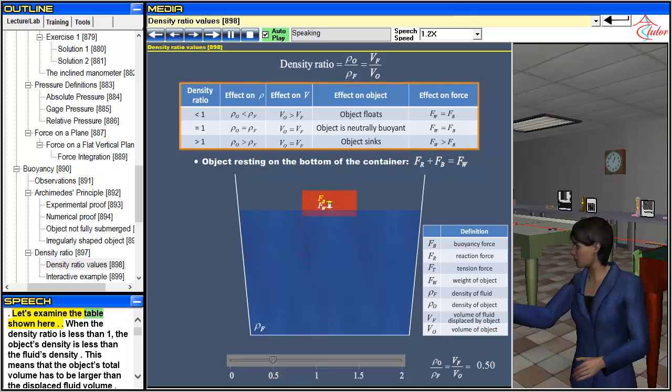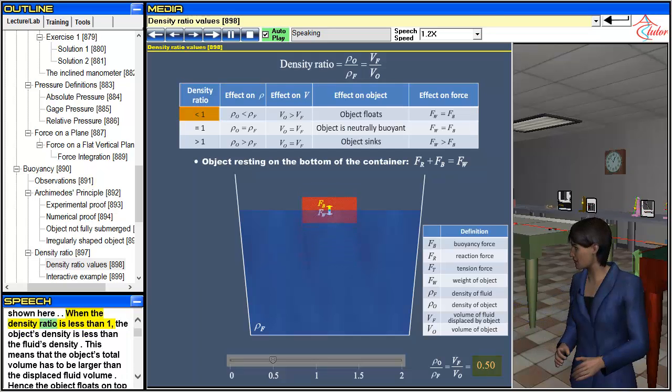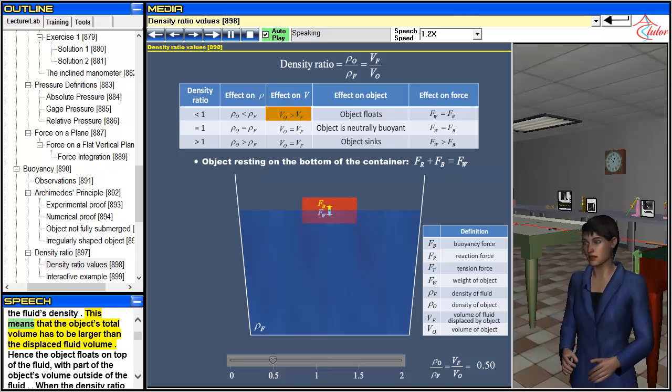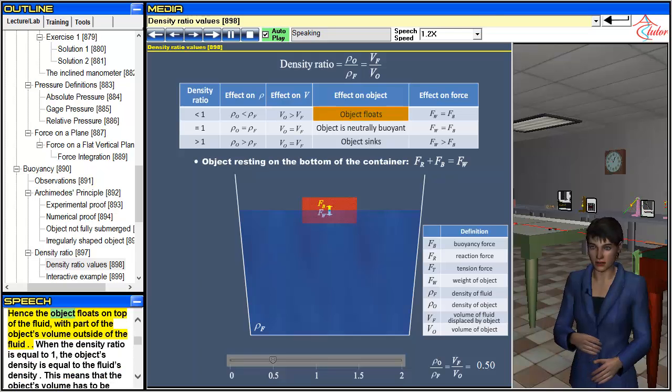Let's examine the table shown here. When the density ratio is less than 1, the object's density is less than the fluid's density. This means that the object's total volume has to be larger than the displaced fluid volume. Hence the object floats on top of the fluid, with part of the object's volume outside of the fluid.